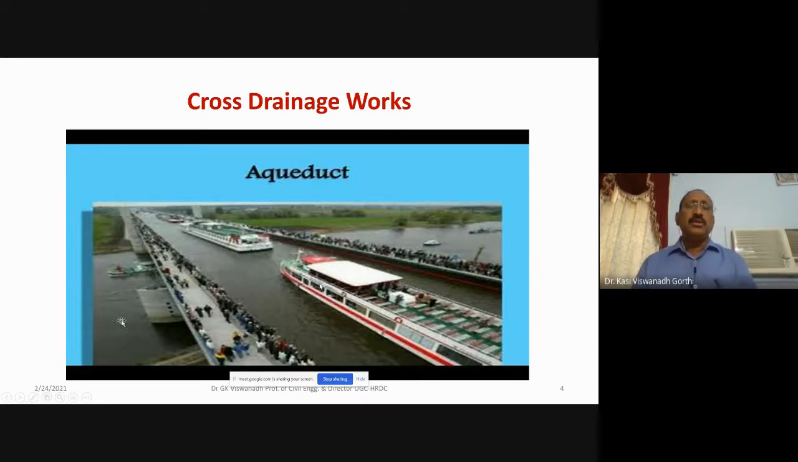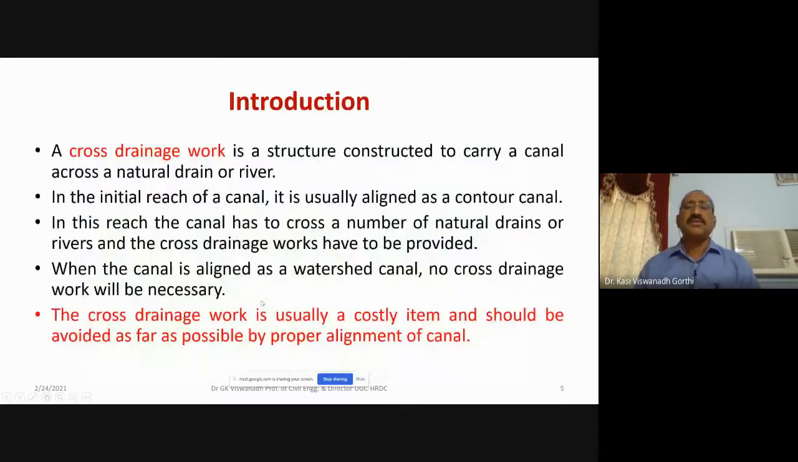Okay. So basically, a bridge is constructed when a road is crossing a canal. Similarly, a cross drainage work will be constructed if a canal is crossing a drain or vice versa. A canal is crossing a drain or a drain is crossing a canal. We have to go for construction of a cross drainage work. So a cross drainage work is a structure which is constructed to carry a canal across a natural river, stream, or a drain.